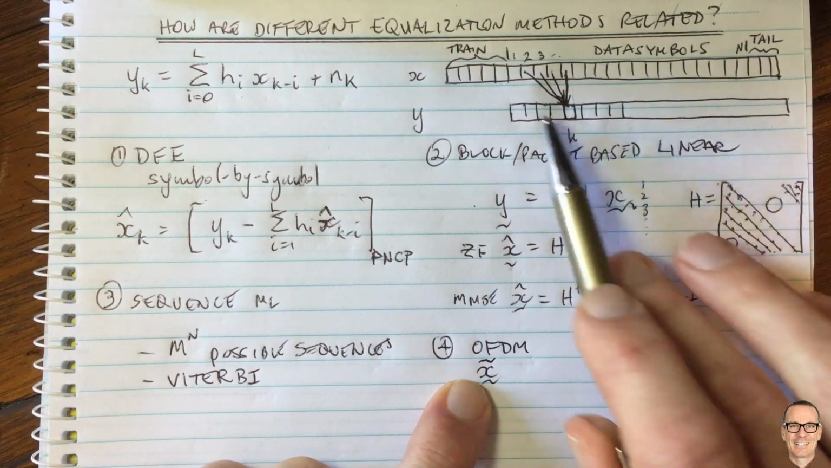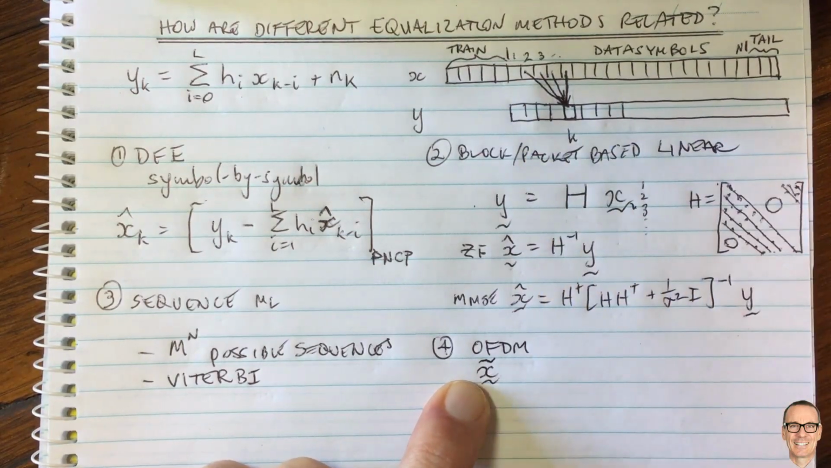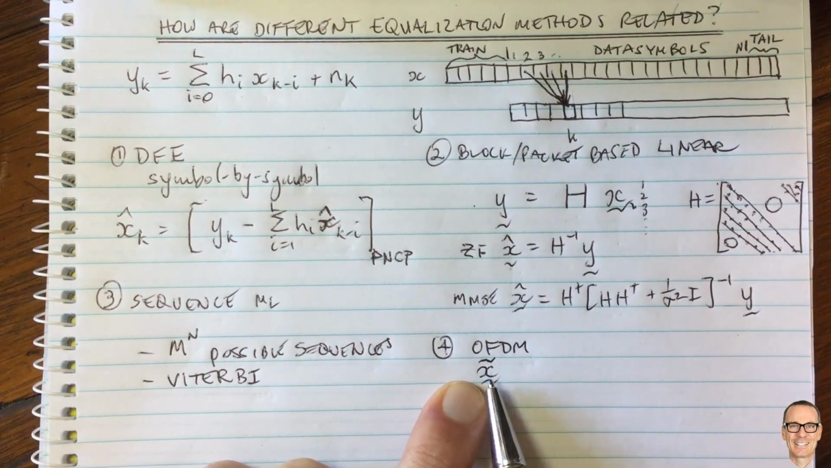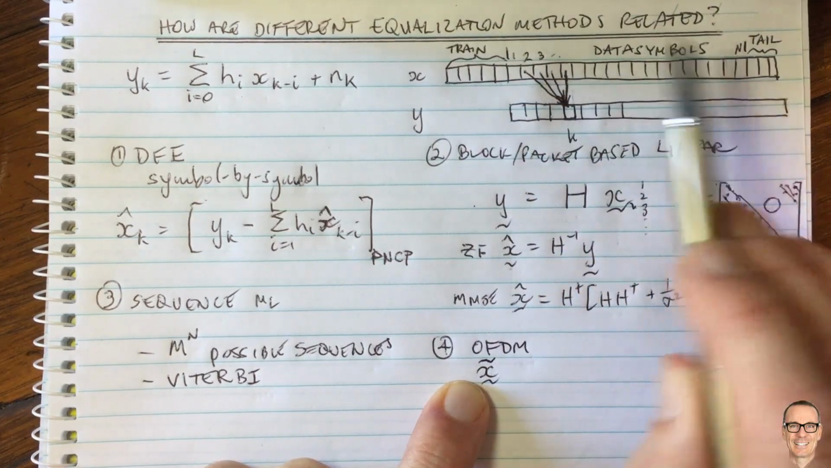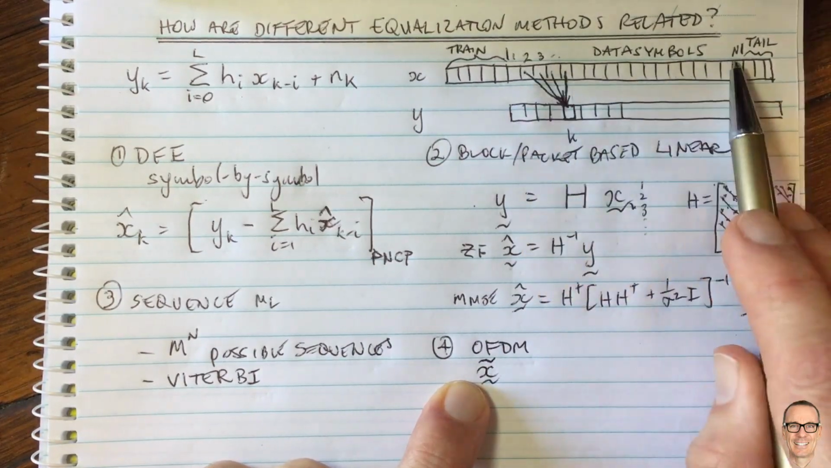So x tilde is our vector of symbols, but now I'm putting a tilde on the top, and these are the symbols now which are in the frequency domain. So we're still going to send symbols in the time domain, but we're going to construct those symbols differently now.